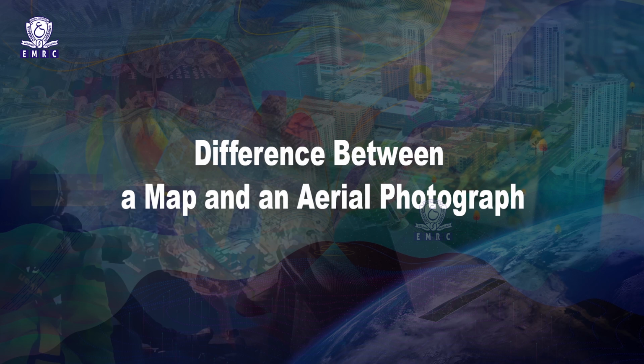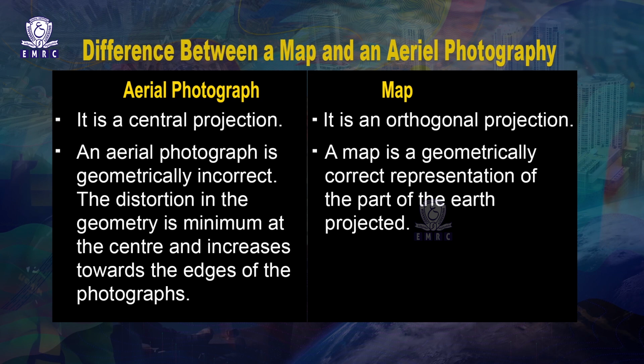Difference between a map and an aerial photograph. A map cannot be directly traced out of an aerial photograph. The reason is that there is a basic difference in planimetry, that is projection, and the perspective of a map and an aerial photograph. Aerial photographs have a central projection, whereas maps have an orthogonal projection.